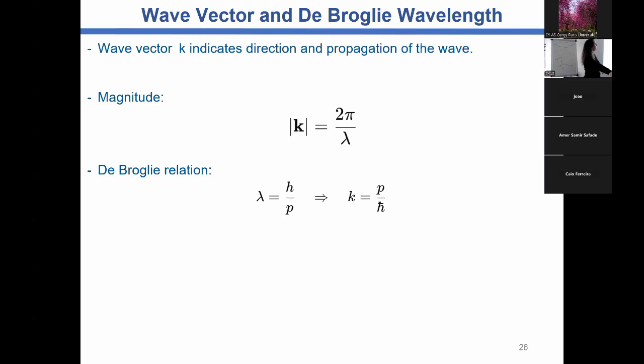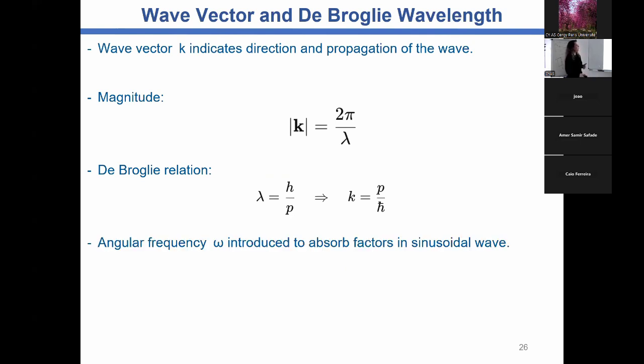As we discussed earlier, we can associate the momentum of the particle with one wavelength. So the wavelength can also be described in terms of magnitude using the wave vector k, and this will rule the direction of propagation and also rule the relationship between wavelength and the wave vector.